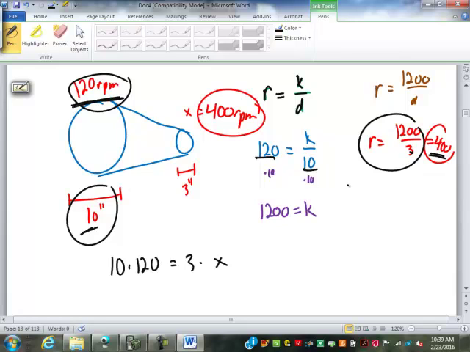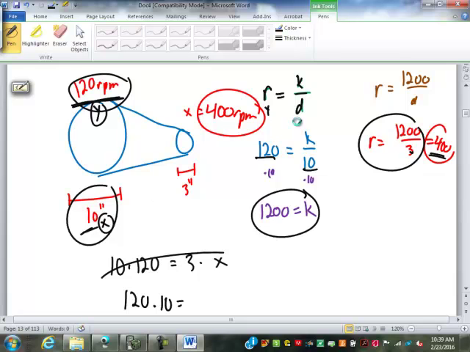I understand those, but I'm talking about the quick version. The quick version? Yeah. Well, it's a constant. Remember, technically I should have done 120 times 10, because this is y is the RPM, and this is x is the diameter. You know, y and x.